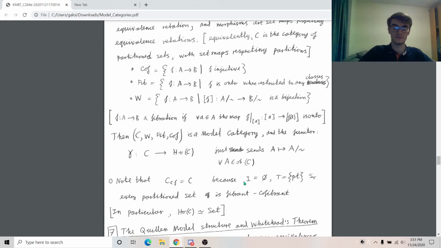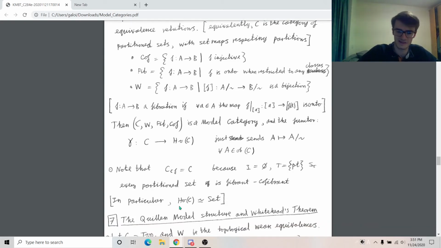So the unique map from the empty set into any set is injective. Right? So every set, every element of C is cofibrant. The unique map from any set into a point is going to be onto restricted to any class. Easy to check. And so every object of C is also fibrant.